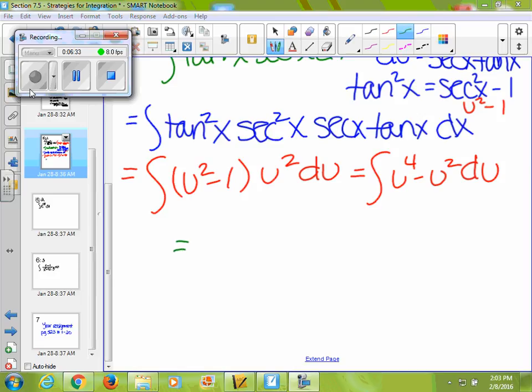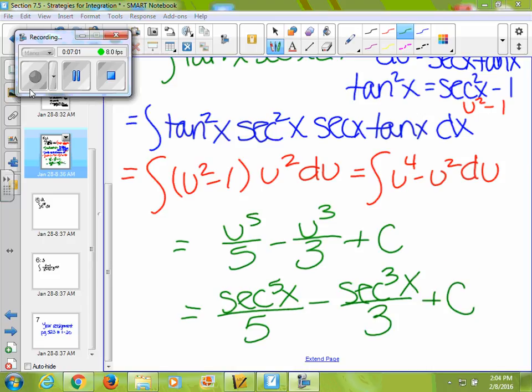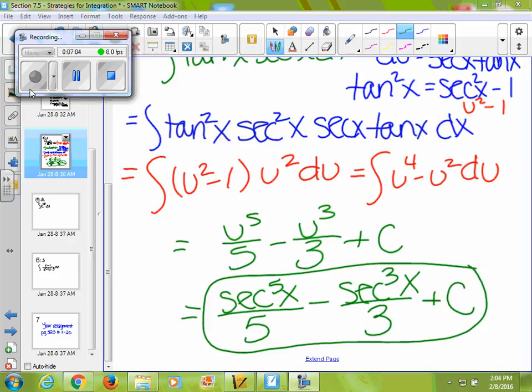Okay, so what is the integral of u to the fourth? U to the fifth over 5. And what's the integral of u squared? Okay, u cubed over 3. Then we always add plus c. And if we back substitute what u equaled, u is equal to secant. So we get secant to the fifth of x over 5 minus secant cubed of x over 3 plus c. Okay, so when you see trig identities, try to simplify them, try to turn them into a form where we can use trig substitution or U-substitution.